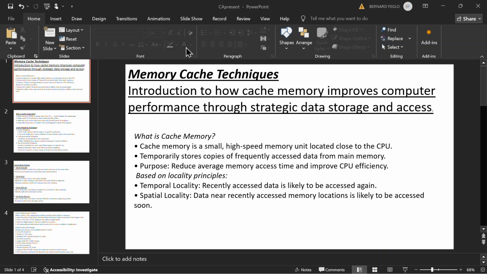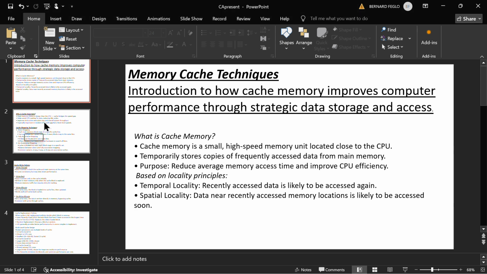So in this video I'm going to talk about memory cache techniques and cache memory. So what is cache memory? Cache memory is a small high-speed memory unit located close to the CPU. It temporarily stores copies of frequently accessed data from main memory. The purpose of the cache memory is that accessing RAM in a computer system is slower compared to the CPU speed. So without the cache memory the CPU would waste time waiting for data.